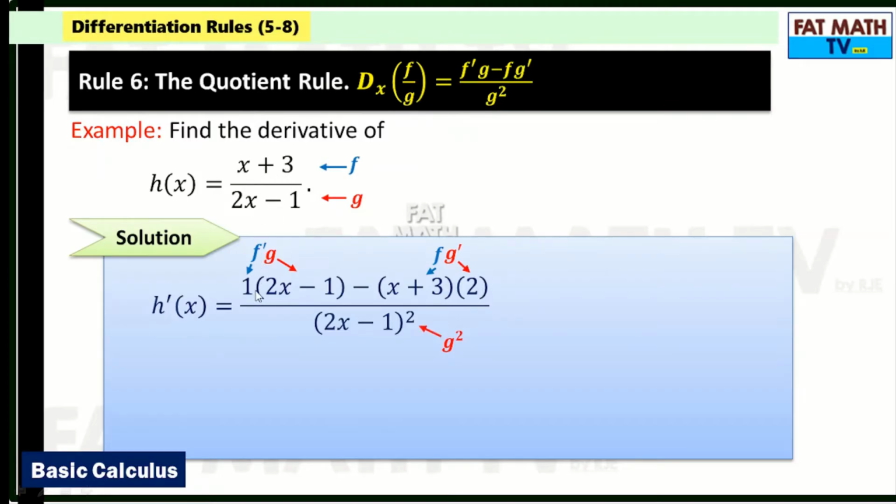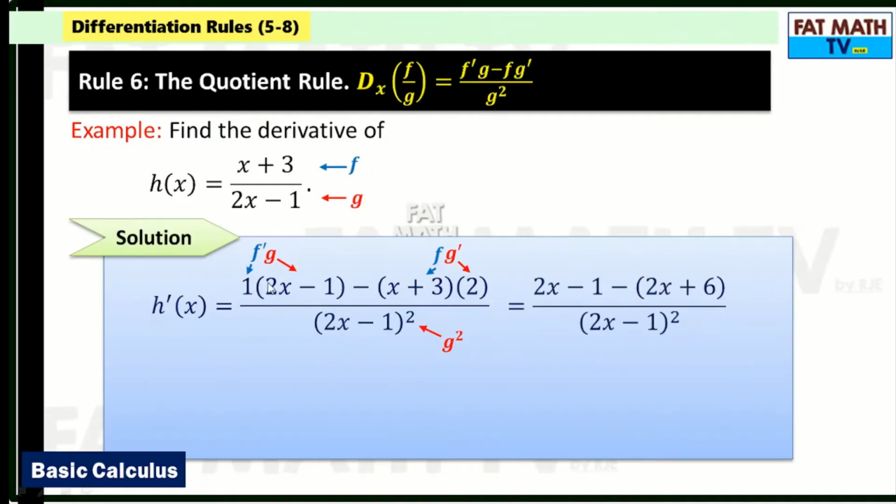Derivative of 3 is 0. So 1 plus 0 is 1. And then copy g of x, the denominator, minus copy the numerator, and multiply by the derivative of the denominator. The derivative of 2x is 2. The derivative of negative 1 is 0. So 2 plus 0 is 2. And then expand and simplify. Over the square of 2x minus 1.